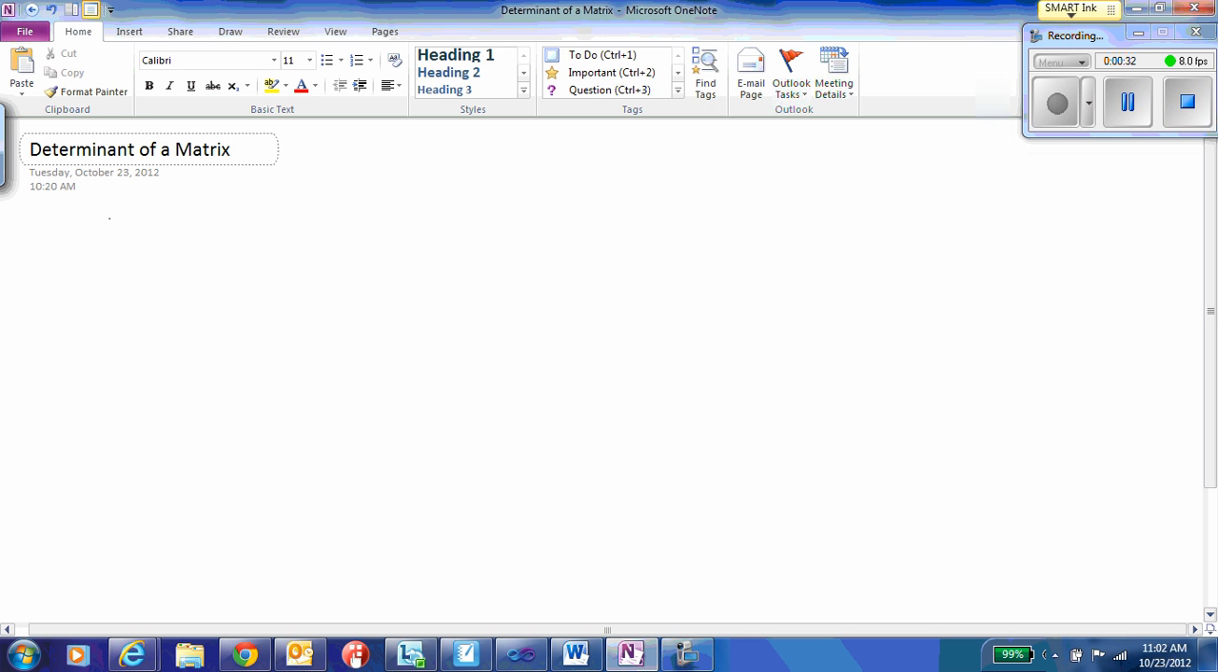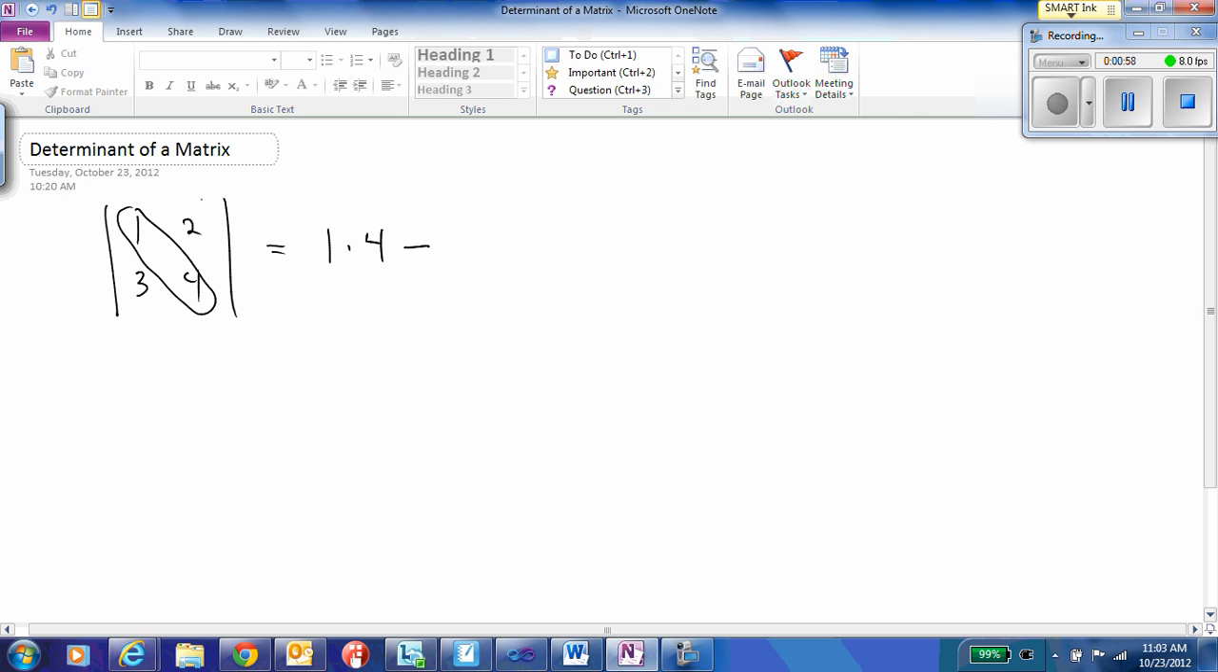We'll start off with a vertical line instead of a bracket or a parenthesis, which means that you're calculating the determinant of this matrix. So let's take a simple 2 by 2 matrix, 1, 2, 3, 4. The definition of the determinant is that you're multiplying down and to the right. So I would take 1 times 4 minus the quantity that's down and to the left, 2 times 3. So in this case, I would have 4 minus 6, or negative 2, as the determinant of this matrix.